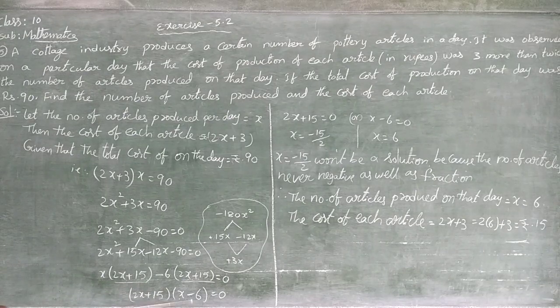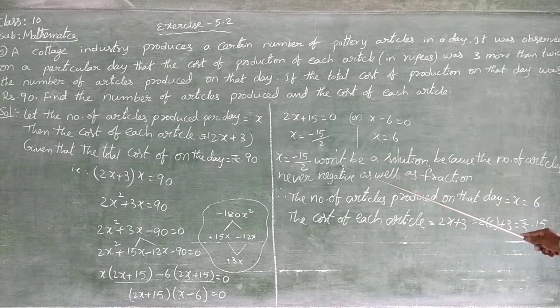Here the product of two terms is equal to 0. If a times b equals 0, then either a equals 0 or b equals 0. That is, 2x plus 15 equal to 0 or x minus 6 equal to 0. Minus 6 comes this side, plus 6, so x is equal to 6. Plus 15 comes this side, minus 15. 2 multiplying comes this side dividing. x is equal to minus 15 by 2.